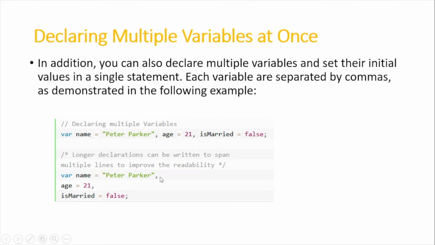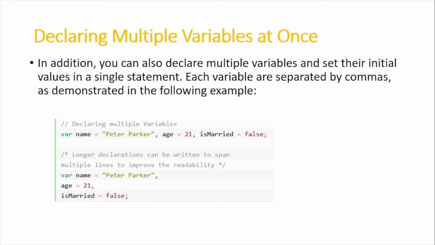You can make it into separate lines to look clearer, which is good for readability, so that's why it came onto the next line. So this is also another way to declare variables.